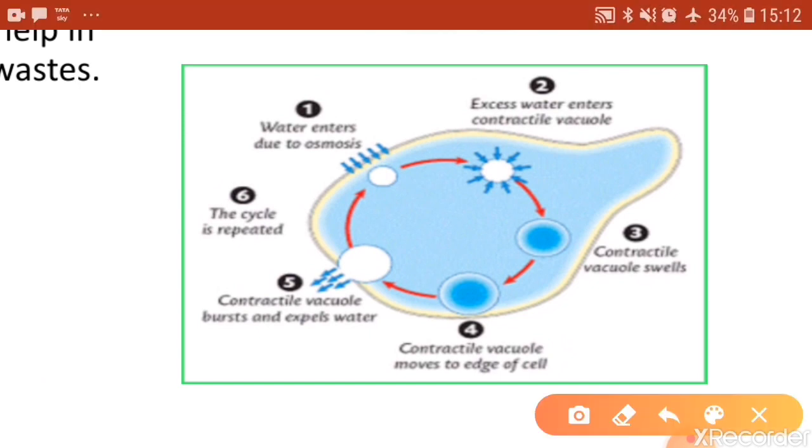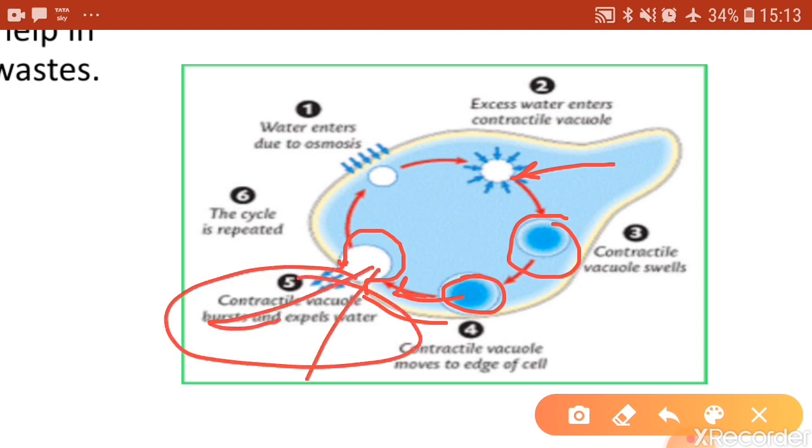In this diagram, as you can see, since these animals are in water, and outside there is water, definitely water is going to enter. Look here, the water is entering. As water enters, it will enter into these vacuoles, which are called the contractile vacuole, and as the water enters the contractile vacuole expands. Finally these contractile vacuoles will move towards the side of the cell, and when they come in contact with the plasma membrane, the contractile vacuole contracts suddenly and expels all the water that has entered the cell, along with the waste material, to the exterior.